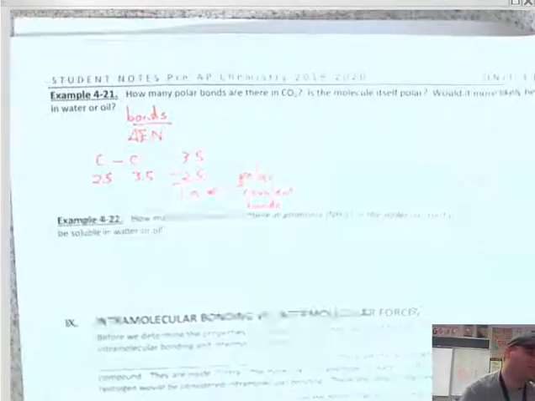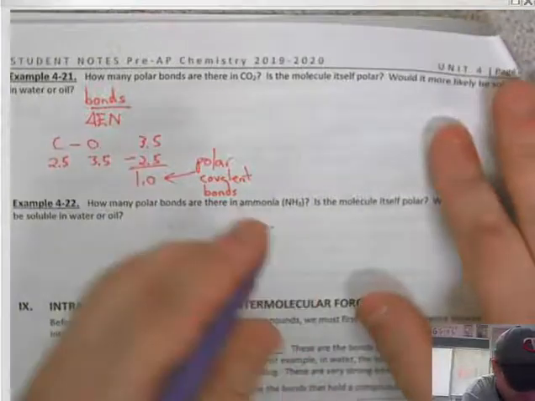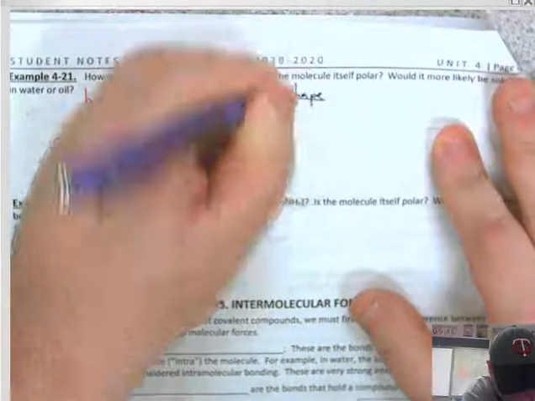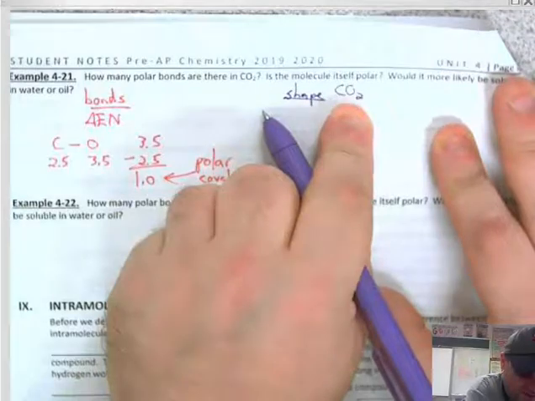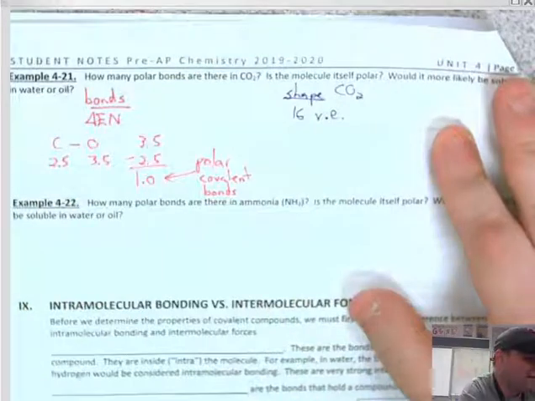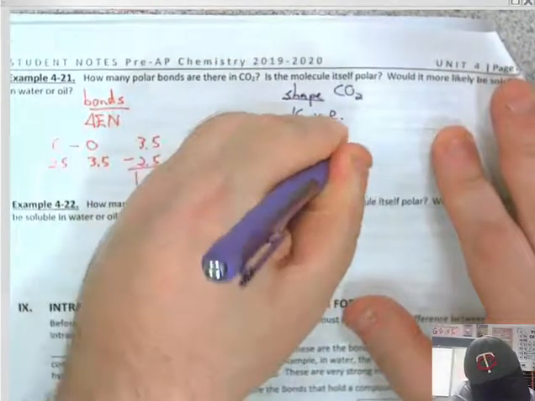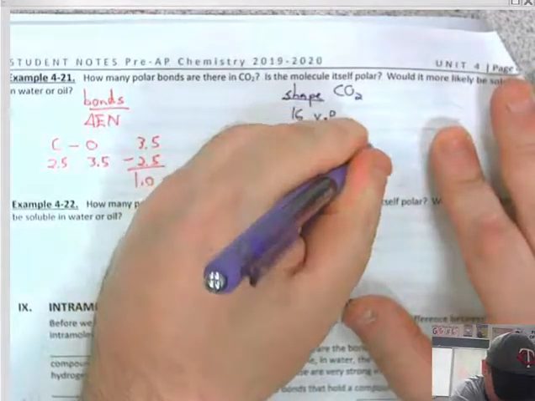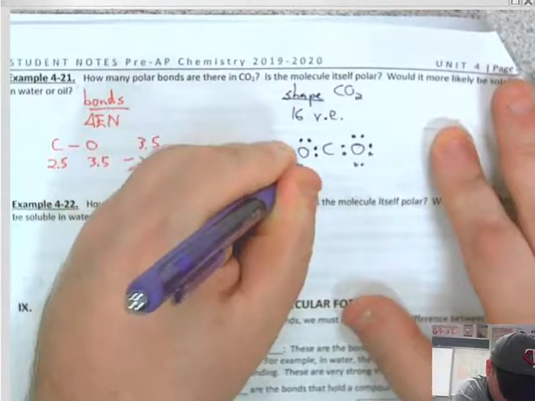I'll come back and tell you how many bonds there are in a second here. Okay, here we go. We gotta draw our carbon dioxide here. So now we have to do the shape here. Okay, so we're doing CO2. Oxygen has 6. 6 times 2 is 12, plus 4 is 16 valence electrons. Okay, so we have our carbon. We're going to bond that to our O, and we're going to bond that to our O. So that's 2 and 4. 6, 8, 10, 12, 14, 16.